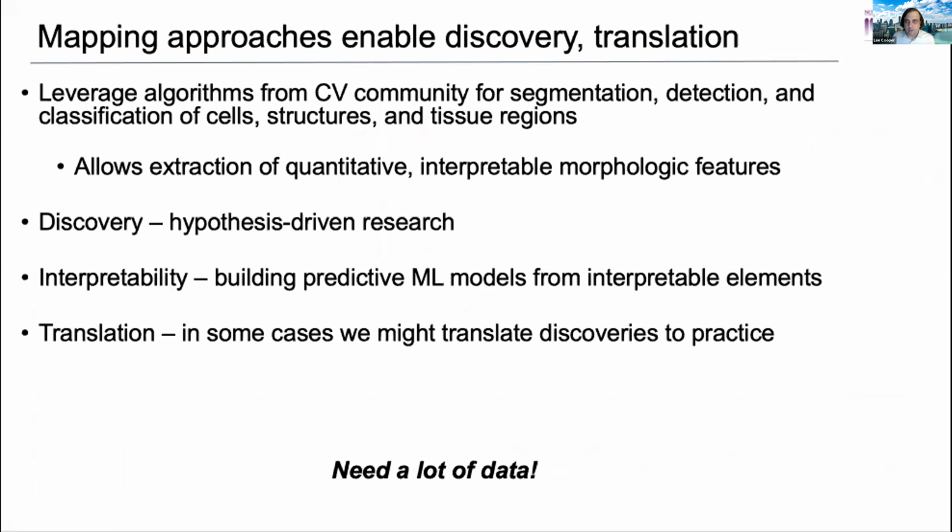So these mapping approaches, I think the thing that's exciting about them is they enable discovery and translation. And so what we do is we generate all these annotations, and then we just leverage algorithms from the computer vision community for segmentation, detection, and classification. And so the algorithms that are out there work quite well. I'm really less interested in the algorithms. I'm more interested in how we produce the data.